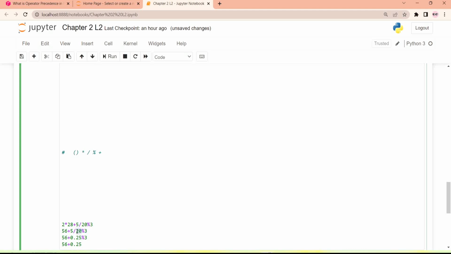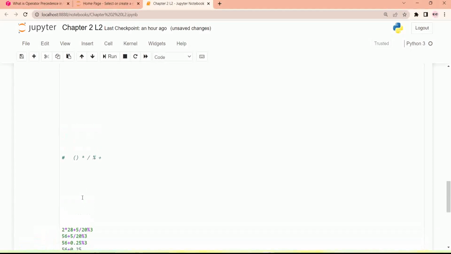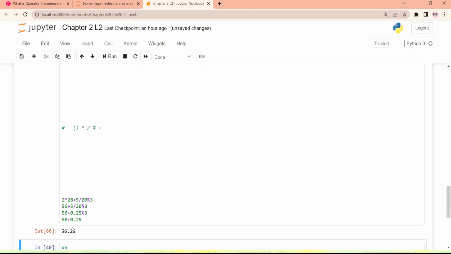Now 5 by 20, which is 0.25. 0.25 modulo 3 is also 0.25. After adding this, you will get the result, which is equal to 56.25. Now let us look at the third example.